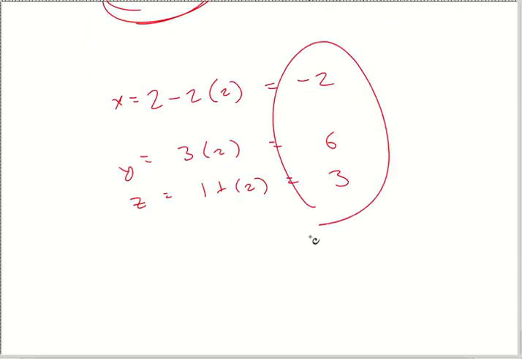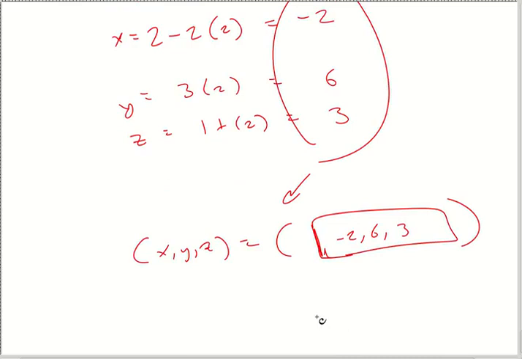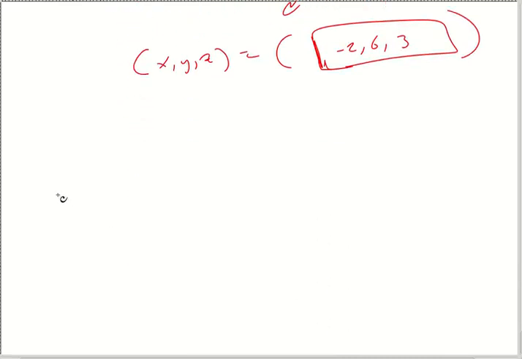And so there you go. Final answer. X, Y, Z equals, big box, negative 2, 6, 3. Okay. Ta-da. Next one. Keep cruising.